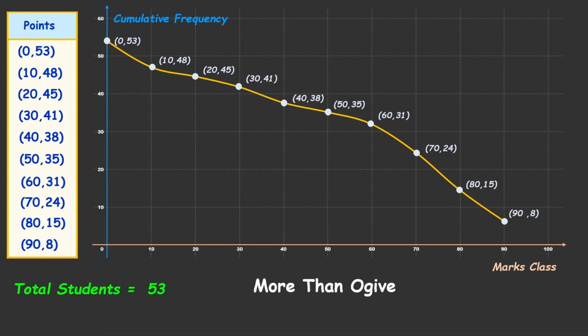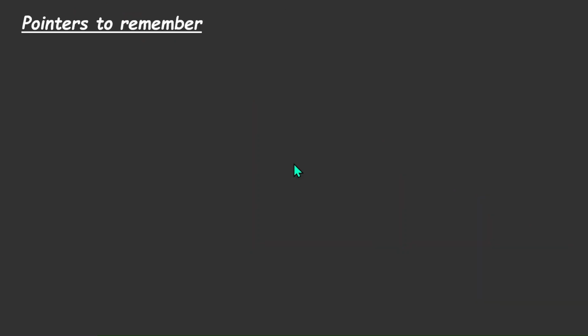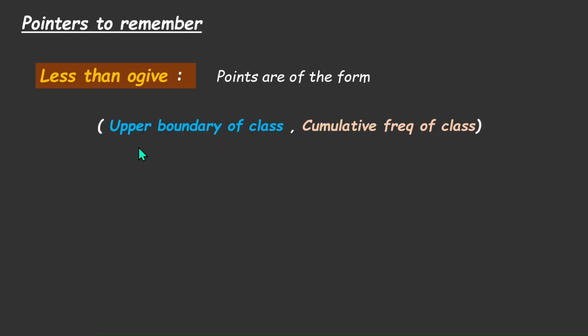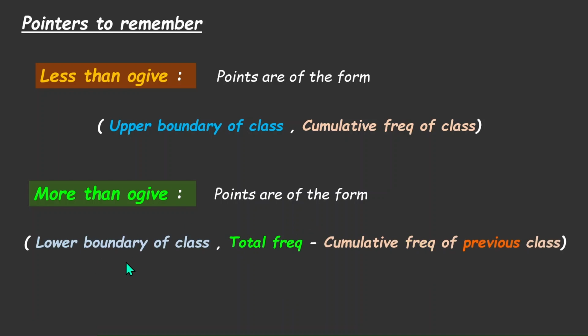So now we learned how to make a less than ogive and a more than ogive. And let's just have a quick recap for it. So a pointer to remember would be, whenever we're constructing a less than ogive, the points would be of the form that first in the x term we'll be taking the upper boundary of class, and in the y term we'll take the cumulative frequency of class. But when we're constructing a more than ogive, the points would be of the form, in the x term it would be lower boundary of class, whereas in the y term it would be the total number of observations or total frequency minus the cumulative frequency of previous class.